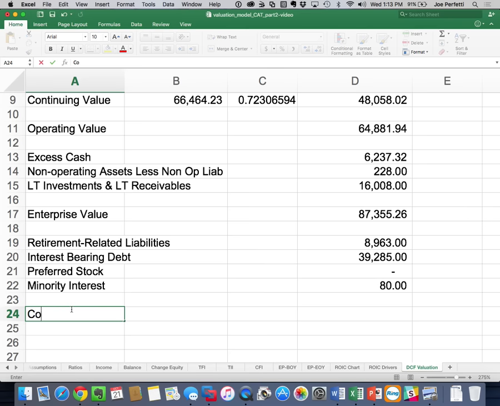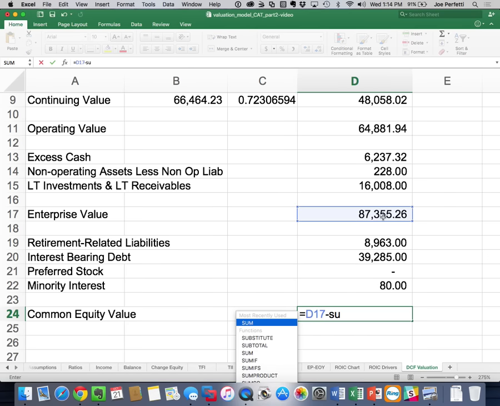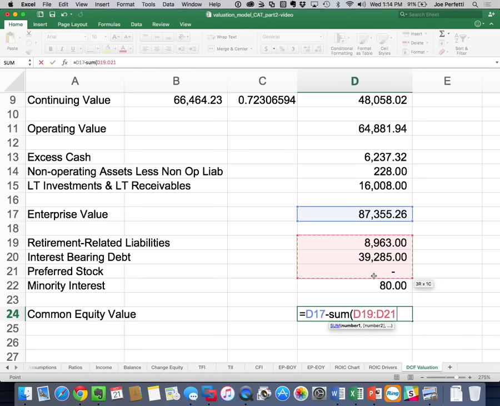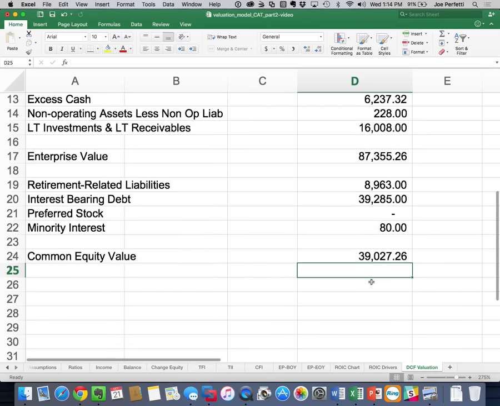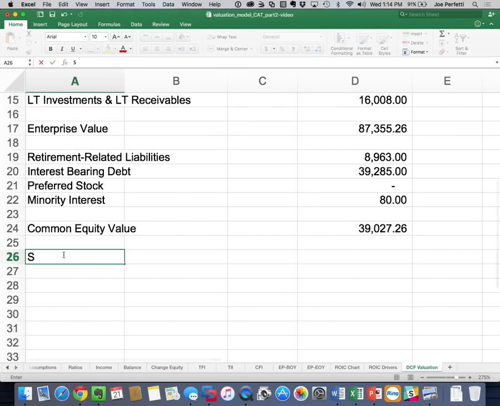What's left would be my common equity value, which equals my enterprise value minus the sum of those 4 items. 39 billion, 27 million and change. If I then knew the shares outstanding, what I'd be left with is a share price.